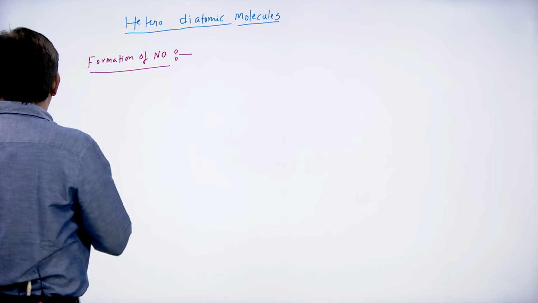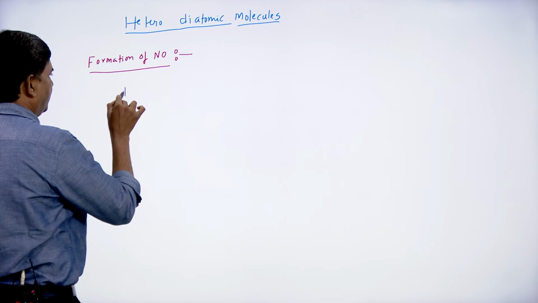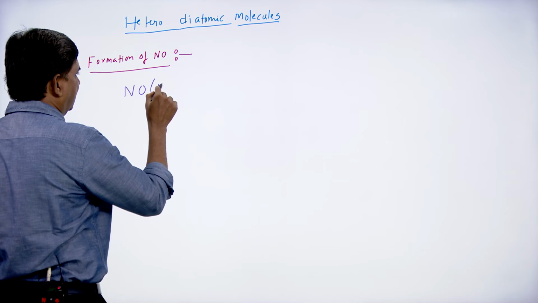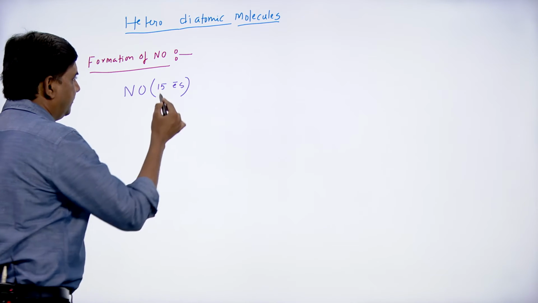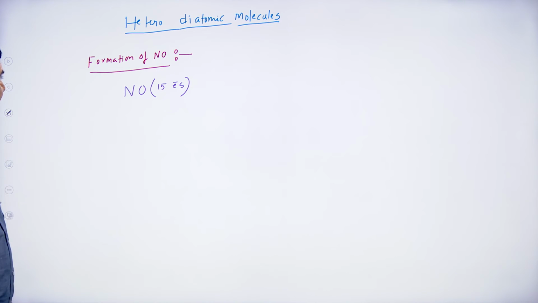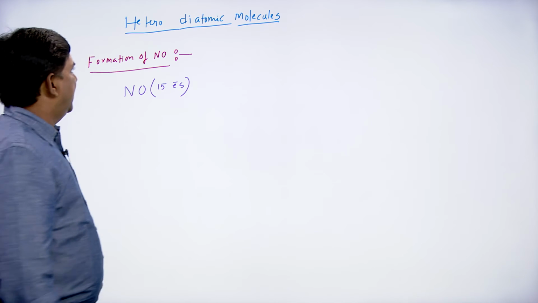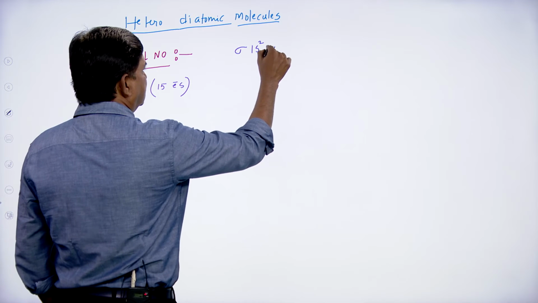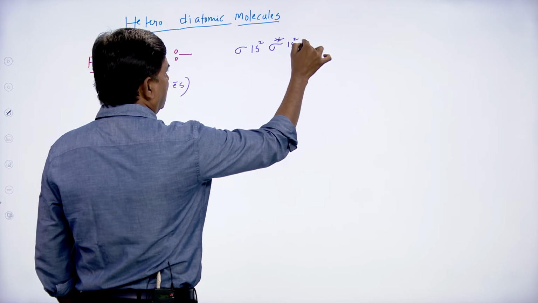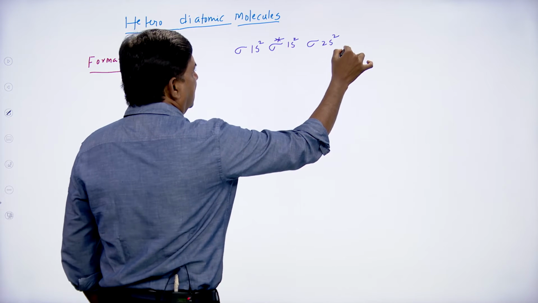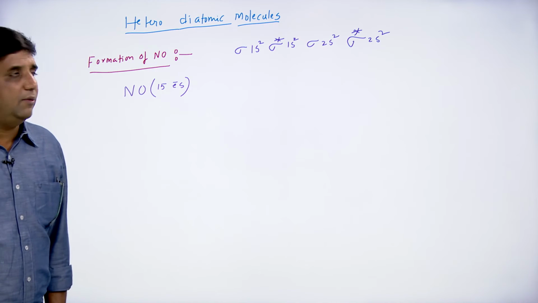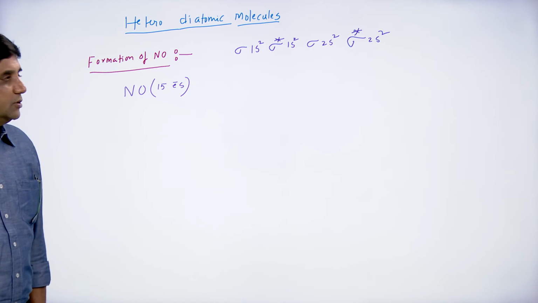NO contains 8 plus 7, 15 electrons. And here the order is sigma 1s2, sigma star 1s2, sigma 2s2, sigma star 2s2.